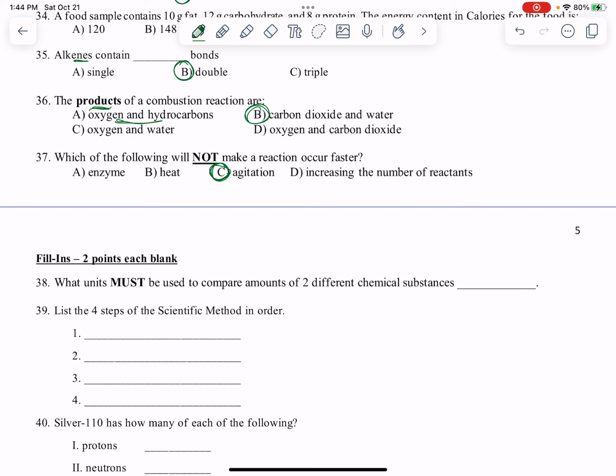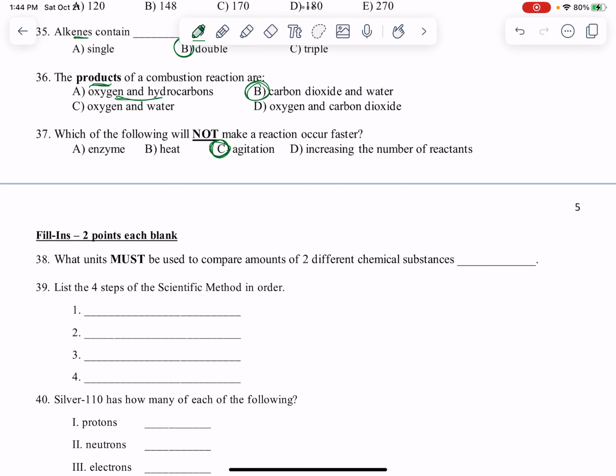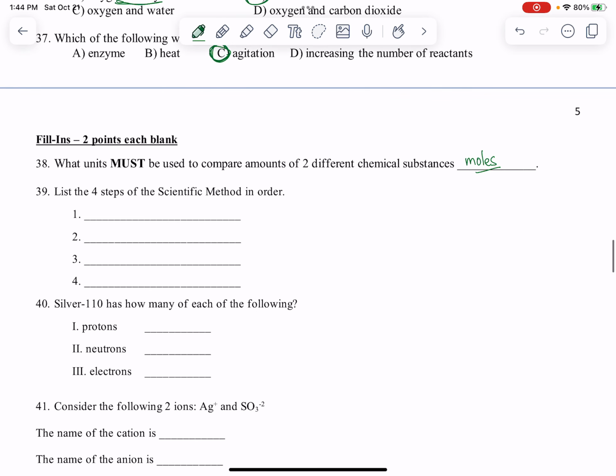All right. Here we have our fill in the blank section. What units must be used to compare amounts of two different chemical substances? That's your mole mountain. You've got to compare moles to moles if you have two different chemical substances. List the 4 steps of the scientific method in order. You first make an observation.